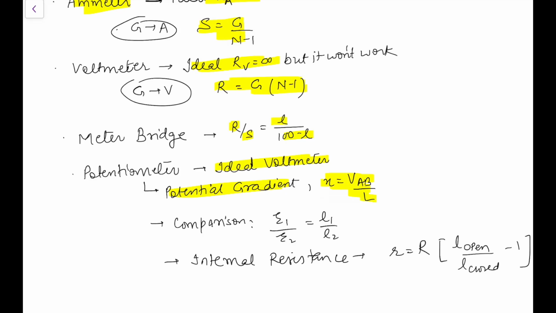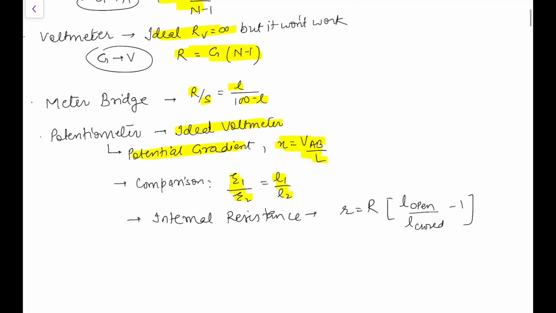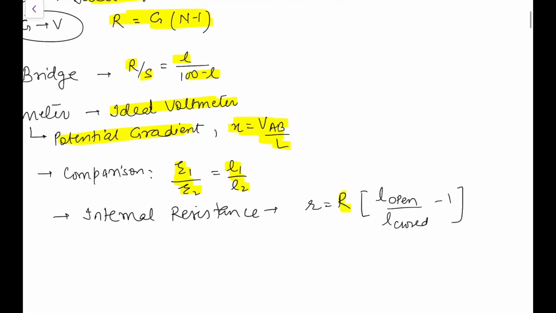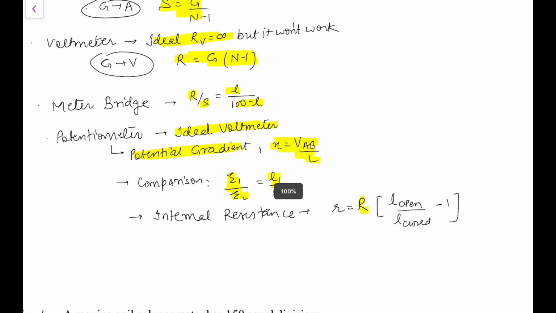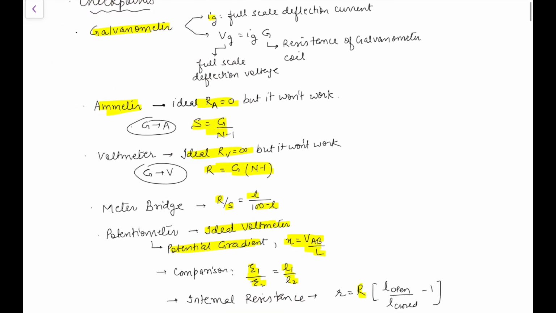And for comparison, you know E1 by E2 is L1 by L2, that experiment you do, and internal resistance, you know that external load that you connect as a shunt, L open when that was not connected, L close when that was connected, minus 1. This is the result that you use for finding the internal resistance. So these are the very basic checkpoints.